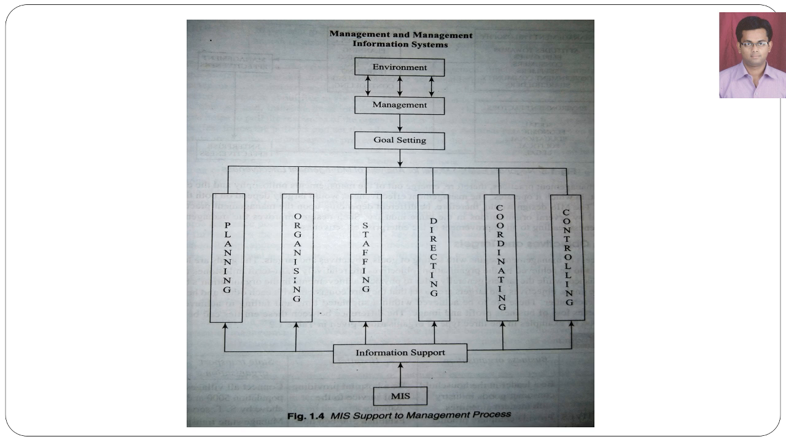Now, if you look at the diagram, it covers the 5 to 6 major operations that are needed for any organization. MIS extends information support to all the activities including planning, organizing, staffing, directing, coordinating, and controlling. And entities such as goal setting are easily carried out with the help of MIS as a support to management.